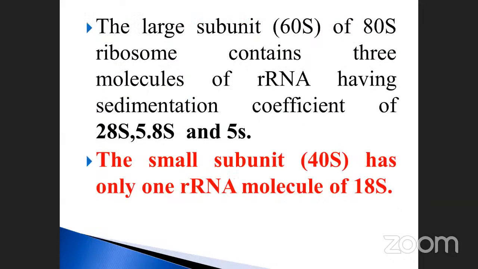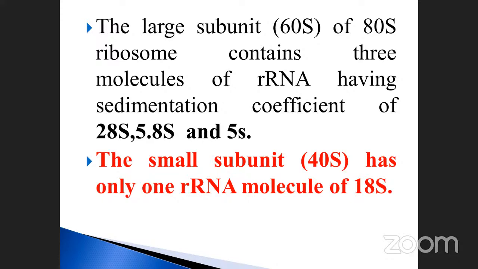The large subunit, we already discussed, the 60S of the 80S ribosome, contains 3 molecules of RNA. Don't forget, my dear. The large subunit contains 3 molecules of RNA having sedimentation coefficients of 28S, 5.8S, and 5S. You have to calculate in this manner: 5S, 5.8S, and 28S. So these are the 3 RNAs present in the 60S of the 80S. 80S means eukaryote.